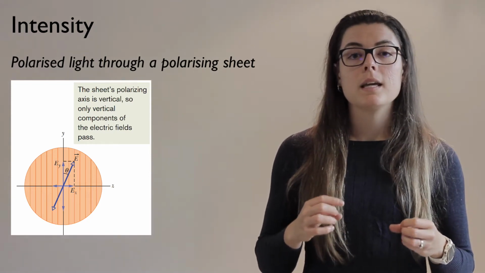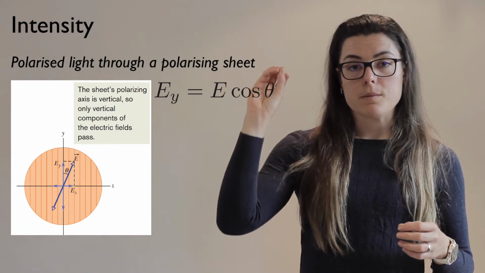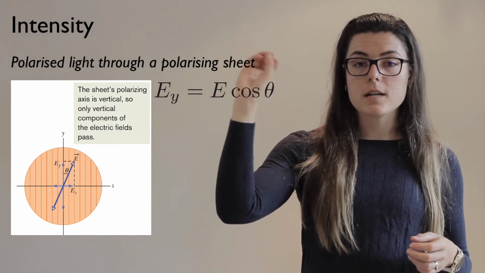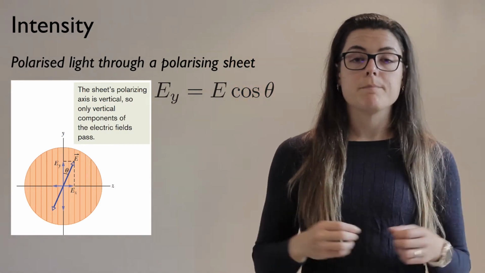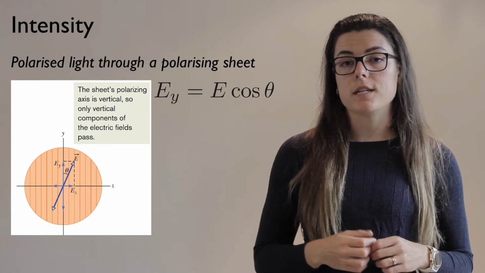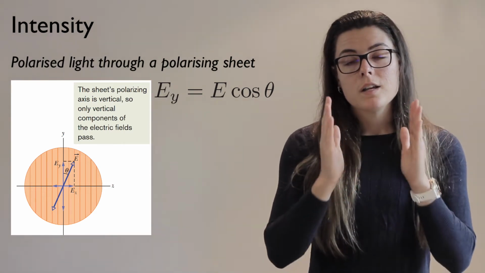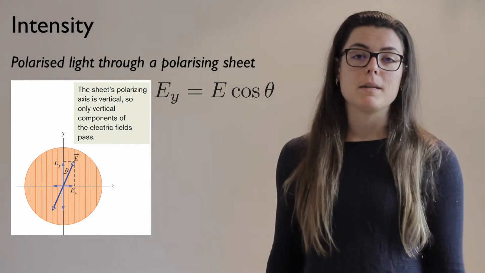It's going to be cos theta of the angle, which is going to be the adjacent side, the horizontal component, E_y, divided by the magnitude of that vector E. Therefore, E_y is going to equal E cos theta. It is the component that is parallel to the direction of polarization, so this is what is actually going to be transmitted through the sheet.